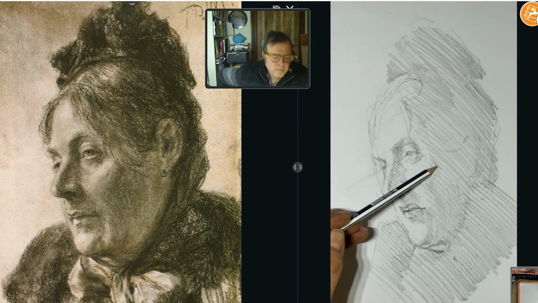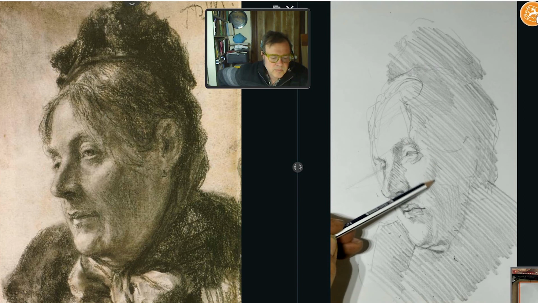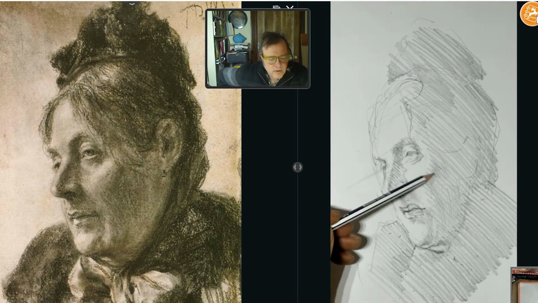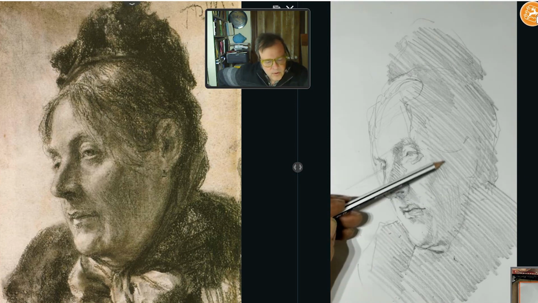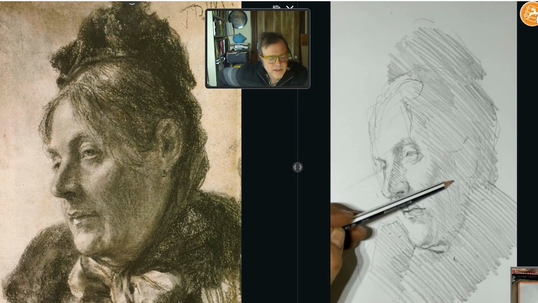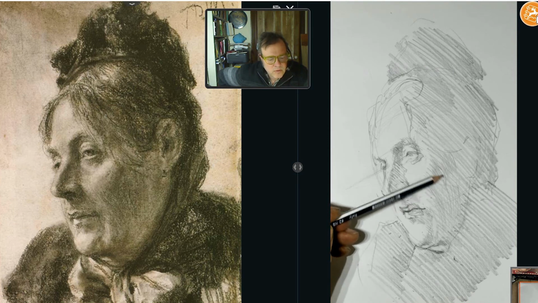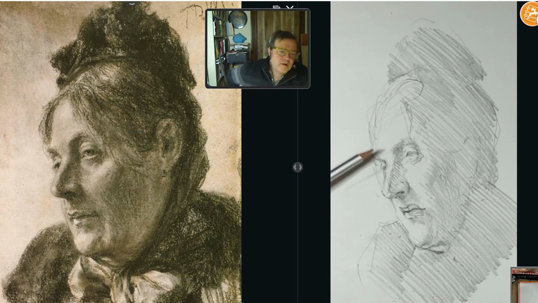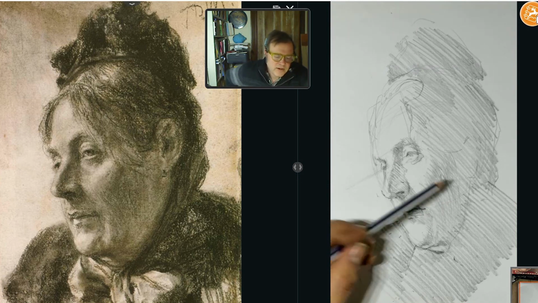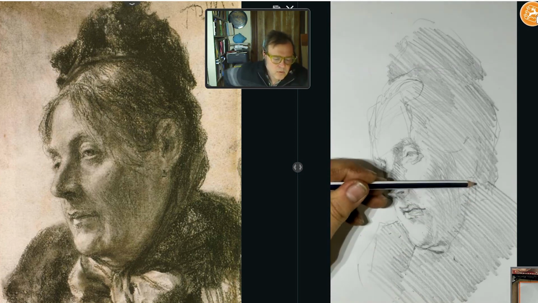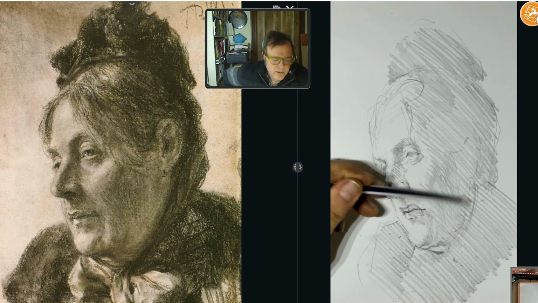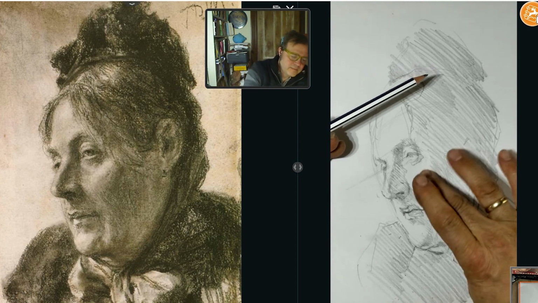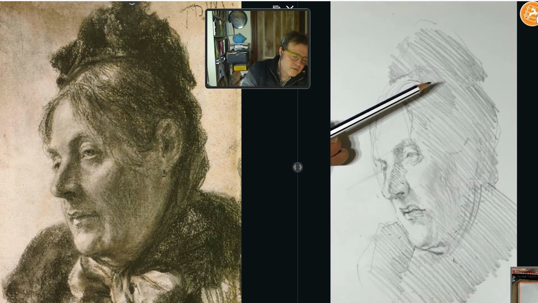So I'm pulling back on this cheekbone, darkening a little bit under it. At this point, I'm trying to emulate a little bit of Menzel's hatching. Notice the way these hatching lines follow the form. They're kind of a dense web of hatching marks. I'm going to pull back on this collar a little bit. I'm even going to let myself smudge it a little bit.